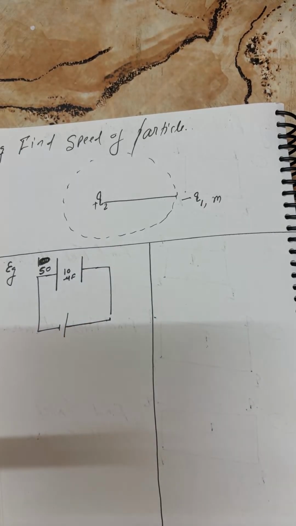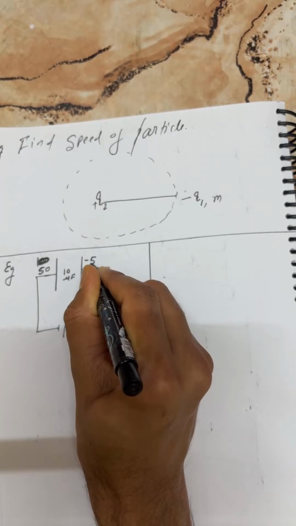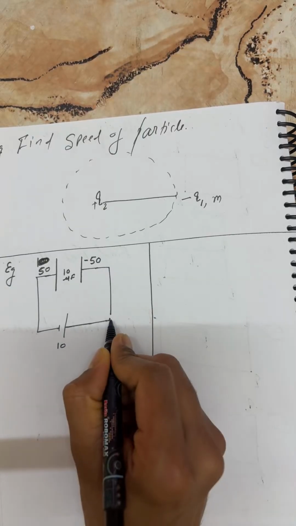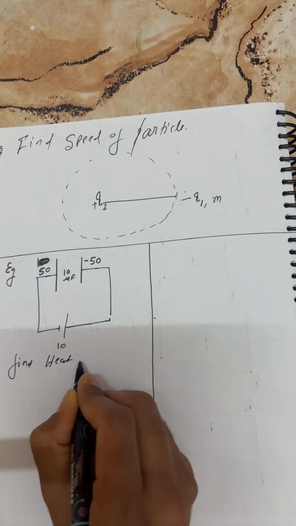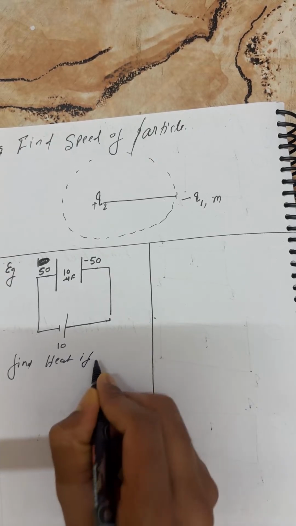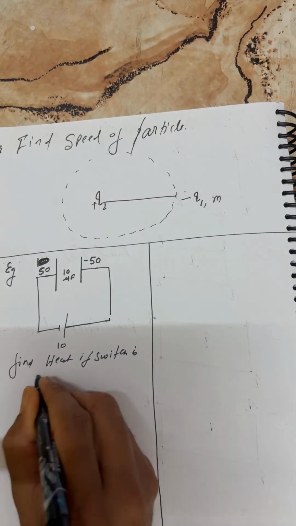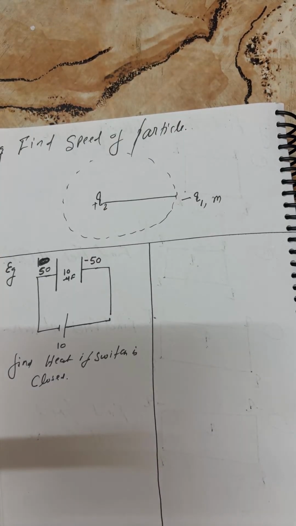No, beta. Initially, in the previous question, just now we finished, what did I take as the initial charge on the capacitor? Maybe I have taken 50, beta. Can you check once in your notes? 50, beta. This is 10 volt. The question remains: find heat if the switch is closed.